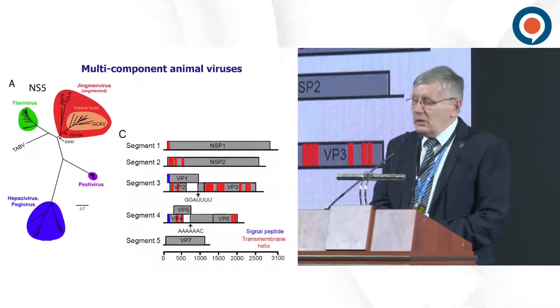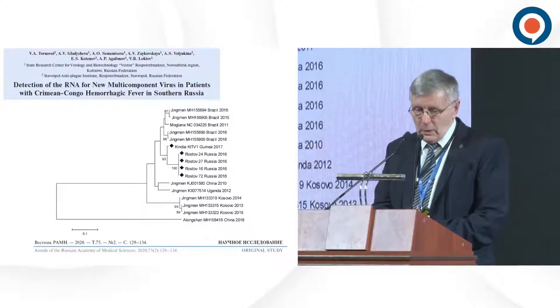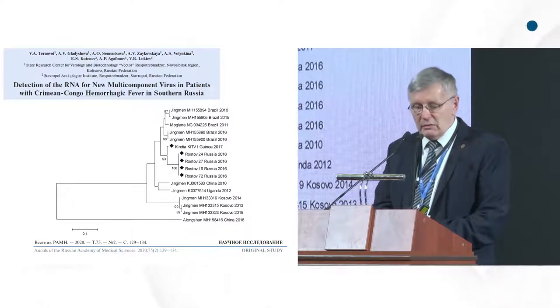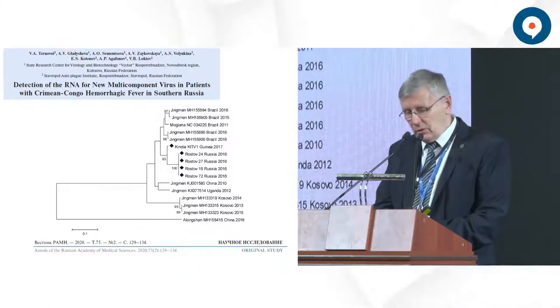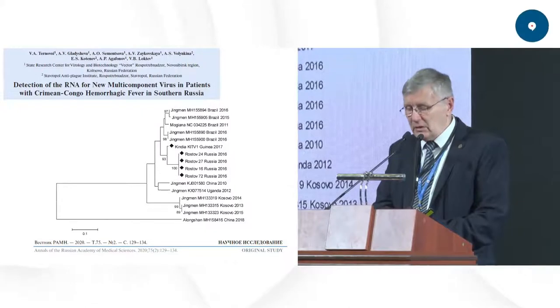Crimean-Congo hemorrhagic fever is conditioned by a mixture of viruses, so co-infection, and it is providing for co-living within one cell in one patient. So we tested this hypothesis in the south of Russia, Stavropol region. This was the article of 2020. So you see this detection of the RNA for the new multi-component virus in patients with Crimean-Congo hemorrhagic fever.